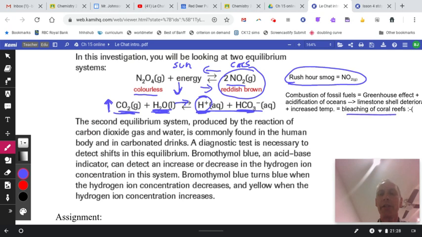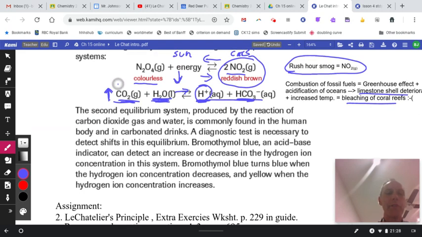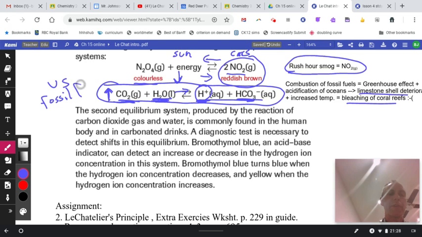Bleaching of coral reefs, loss of limestone shells. There's just all kinds of major catastrophic problems due to this equilibrium shift because of us and fossil fuels. Darn those fossil fuels. I'm telling you, if you could figure out a way to pull CO2 out of the atmosphere and put it into a solid form, you could save our planet.